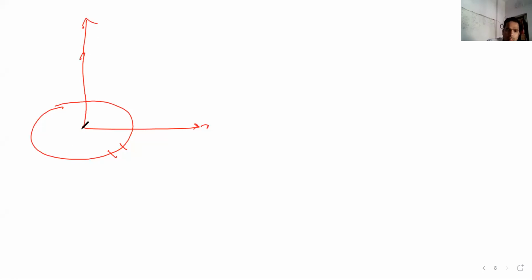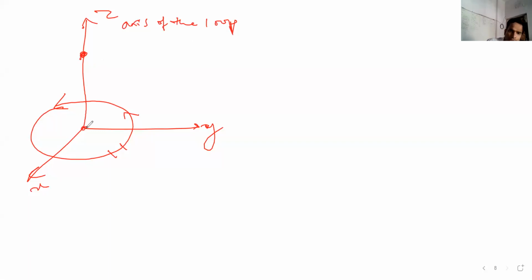So this is a circular loop, and there is a current element, and this is our diagram with directions x, y, and z. Now what I wish is to find H at a point on the axis of this loop. If this is the loop in which current is flowing, this is the axis. So the z-axis is the axis of the loop.